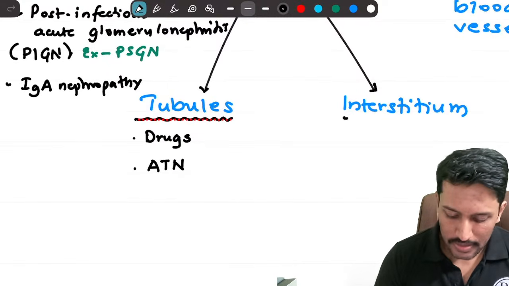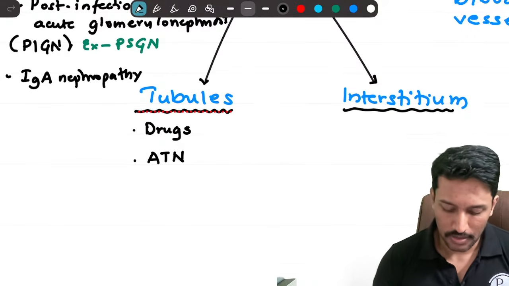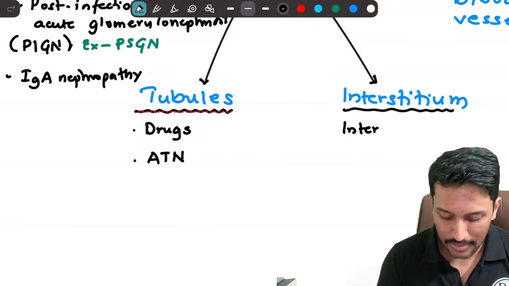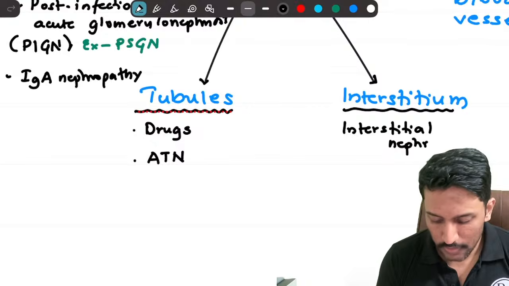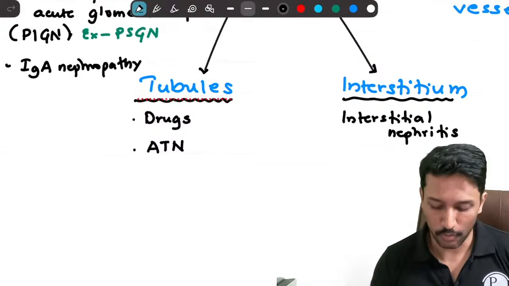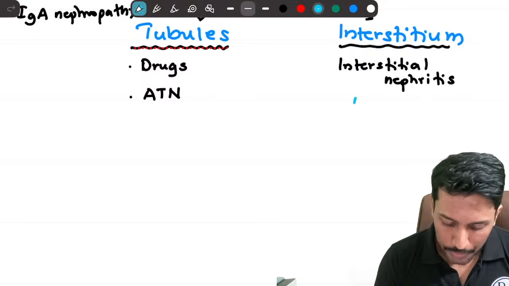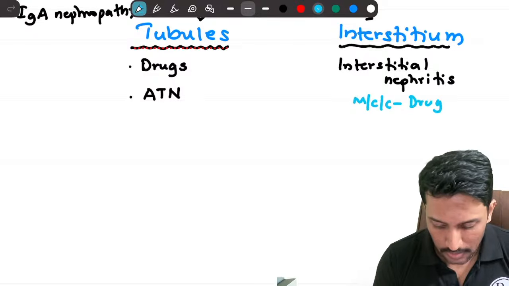Then when it comes to interstitium, the interstitium can be inflamed and cause renal dysfunction. In that case, we will call it interstitial nephritis. Most of the time, the connective tissue of the kidney gets inflamed as part of an allergic process. So the most common cause for interstitial nephritis is drug allergies.